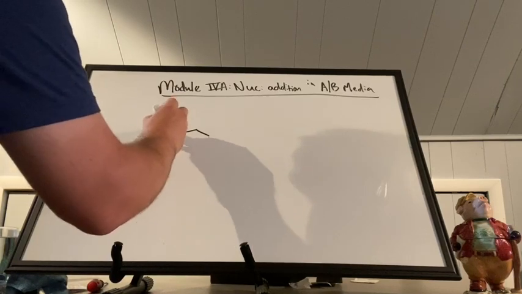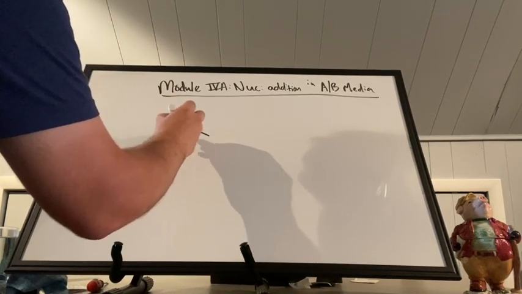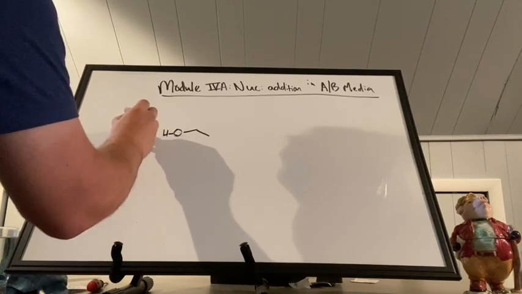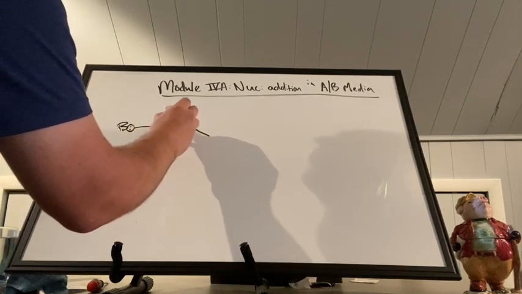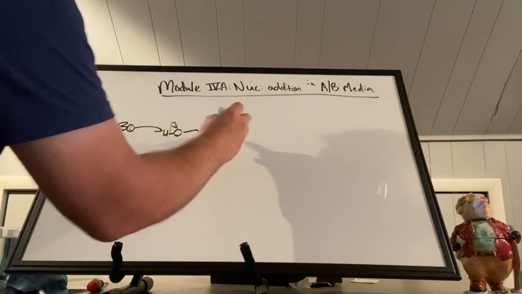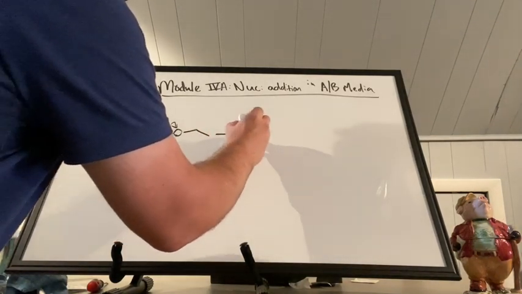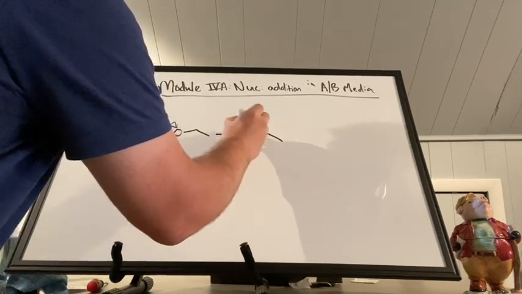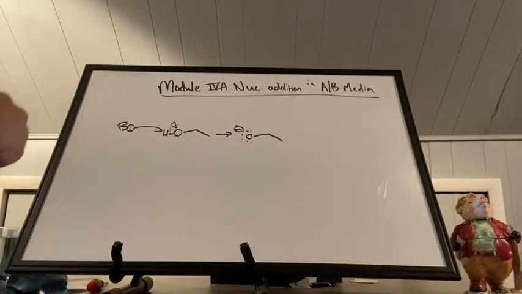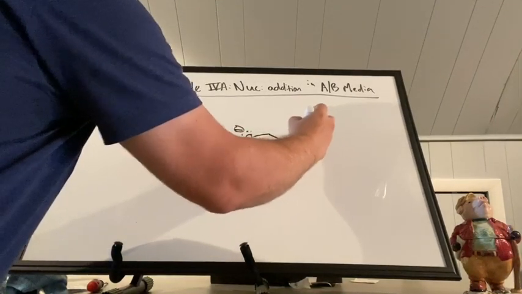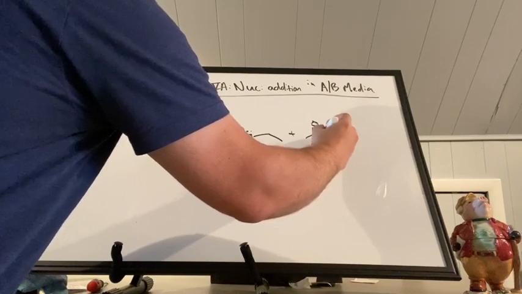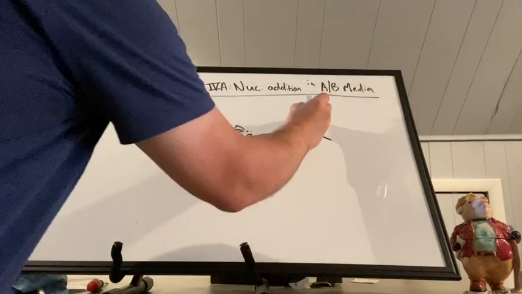not isopropanol, but ethanol here. So you just have some generic base that picks up that protic hydrogen, so you have its conjugate base form. Okay. And then introducing your electrophile.